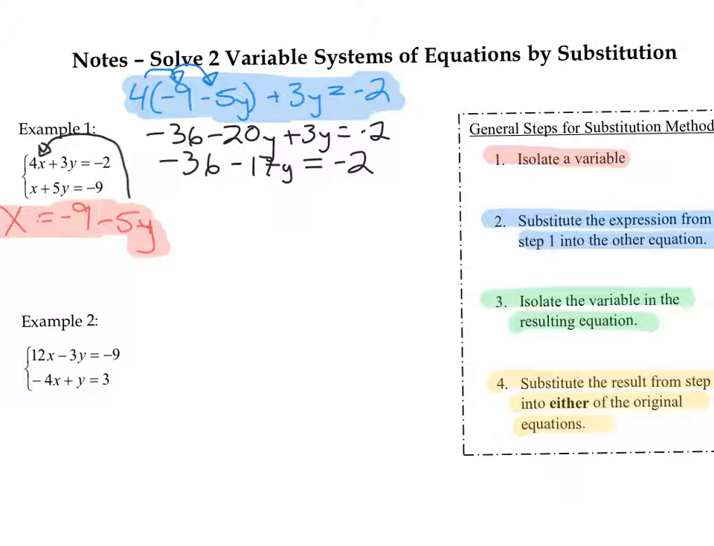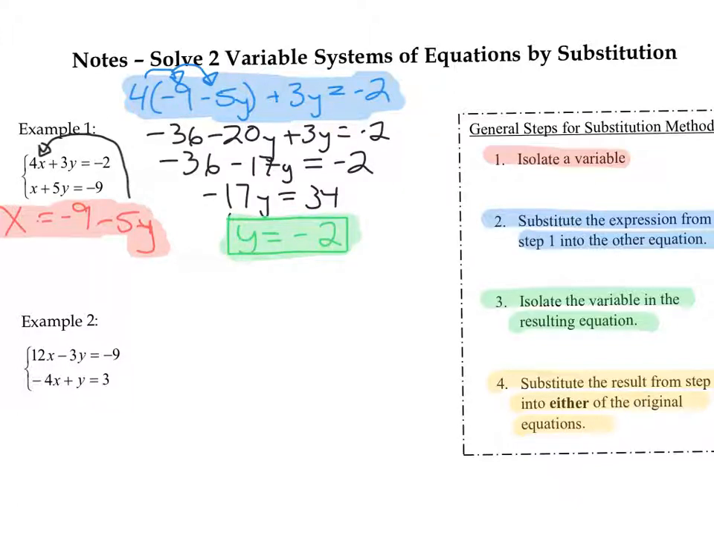Alrighty. Now let's move this negative 36 to the other side by adding 36. And so I have negative 17y is equal to, now 36 minus 2, that's going to be 34. And now I have to divide by negative 17. So then I have y is equal to negative 2. So that's what y is. Now, that is isolating it. So I'm going to go ahead and highlight this guy.